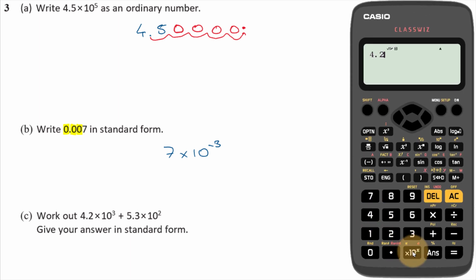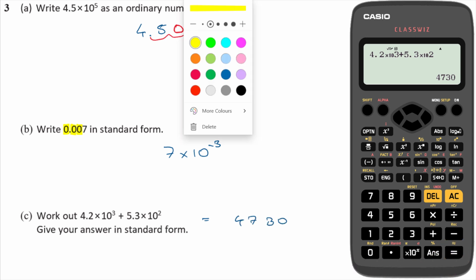4.2. You've got this exponent key down here with times 10 to the x written on it. So just press that, and then the only other thing you need to put in is the power, which is 3. Okay, so 4.2 times 10 to the 3 plus 5.3. Type in the mantissa part, press that button down there, times 10 to the x, and then tap in the power, which is 2. Okay, so what's that equal to? That equals 4730, but remember they want it in standard form, don't they?